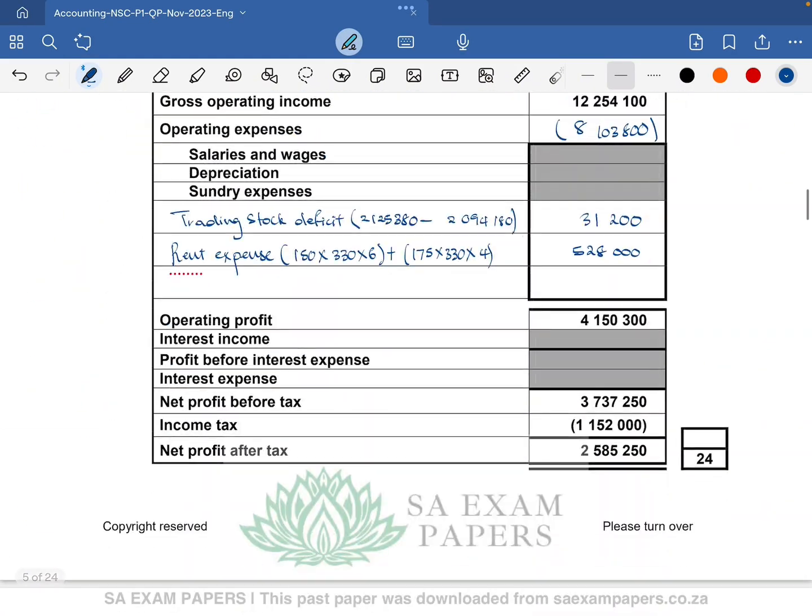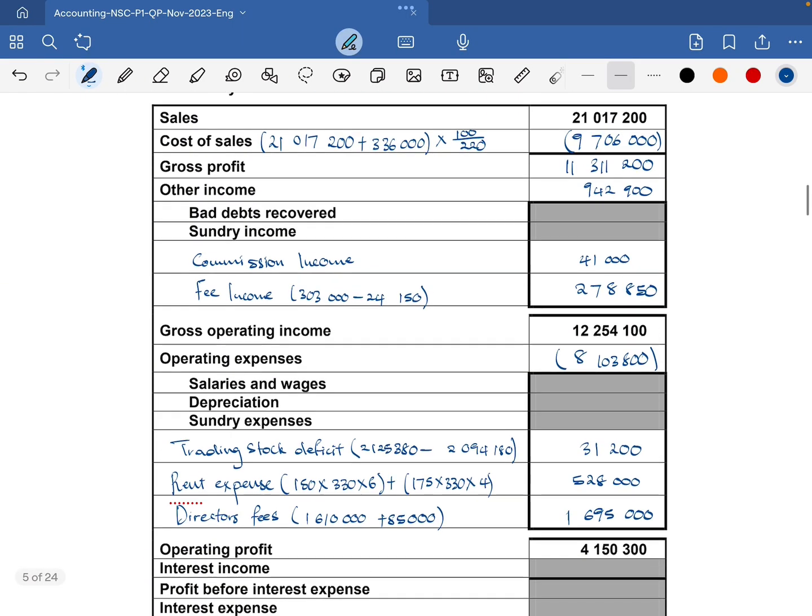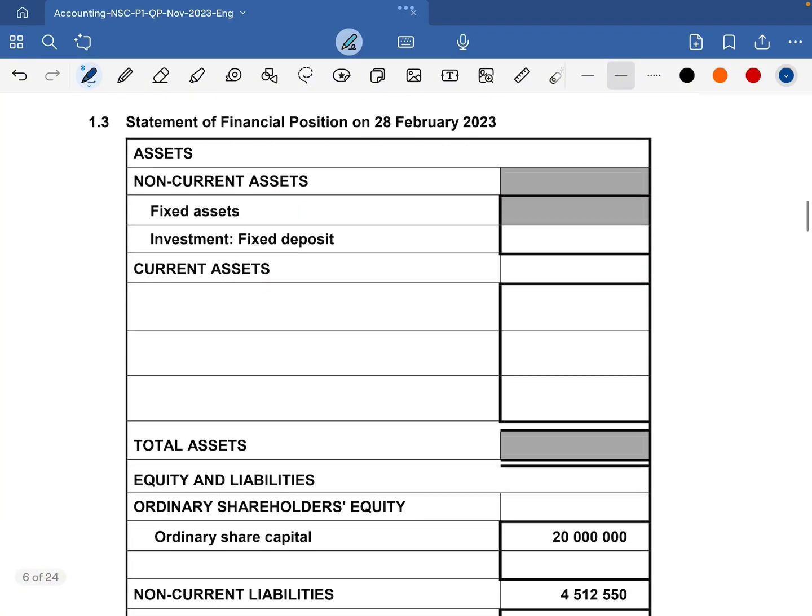Now we have our director's fees expense. So we have director's fees as 1,610,000 plus the 85k that we owe to Brenda. Okay, so that's 1,610,000 plus the 85,000, and that's 1,695,000. Great. Then now we are done with our statement of comprehensive income, and we are swiftly moving on to the statement of financial position.